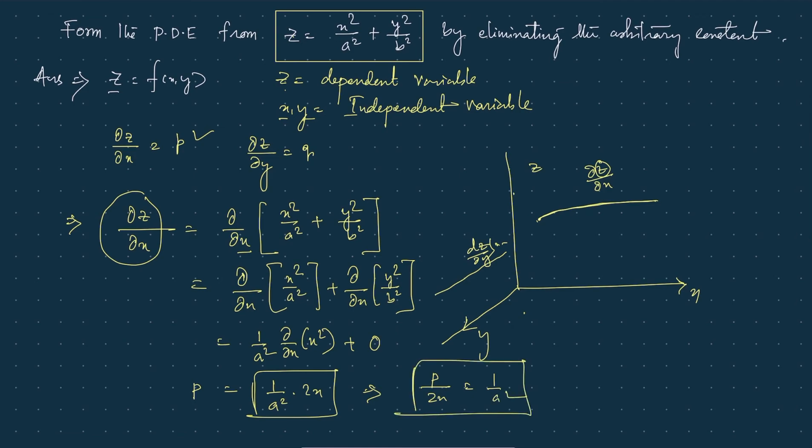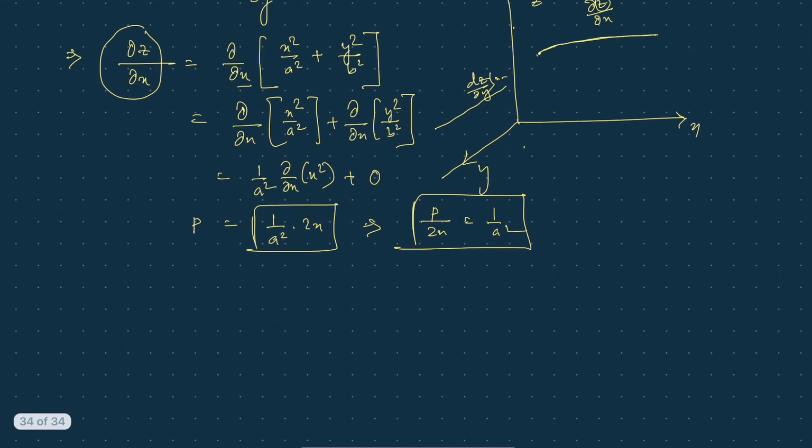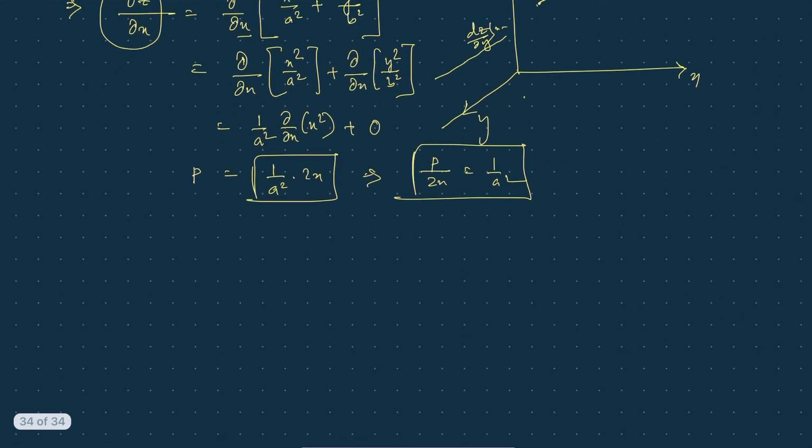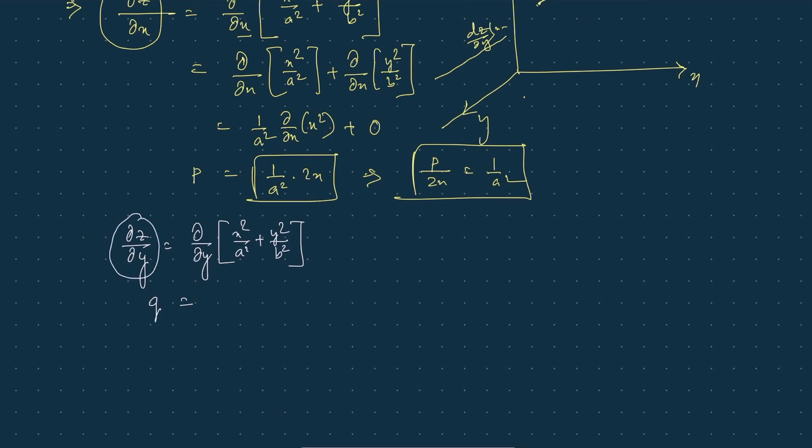Okay, next we have to do dou z by dou y. Similarly dou z by dou y, this is equal to x square by a square plus y square by b square. Here x is constant because we are changing this function z with respect to y, so our x will be constant. So the answer will be q, because we have taken dou z by dou y equal to q. So this will be equal to 2y by b square. So q divided by 2y is equal to 1 by b square.